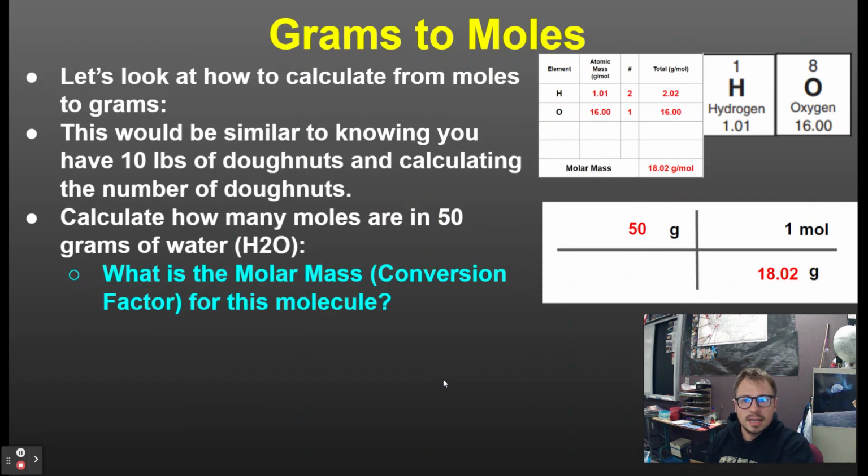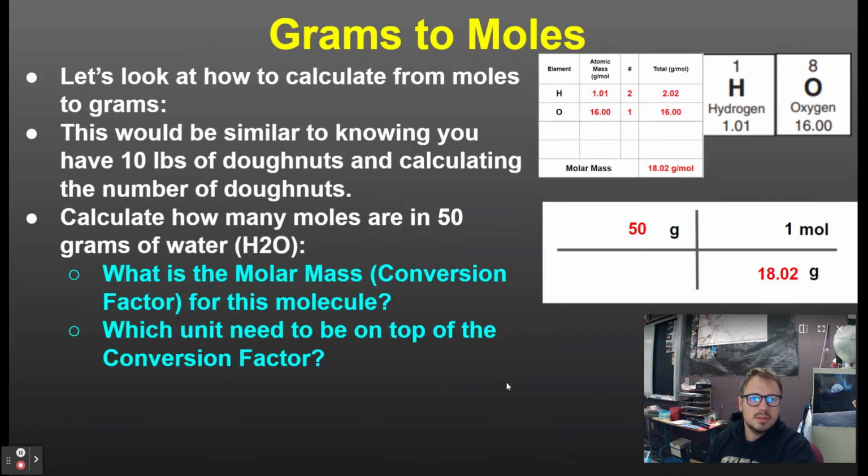What is the molar mass? Well, we've already found that. It's 18.02 grams per mole. Now, what unit needs to be on top of my conversion factor? I'm looking for moles. So notice that I've got 18.02 grams on the bottom, and 1 mole is going to be on top.